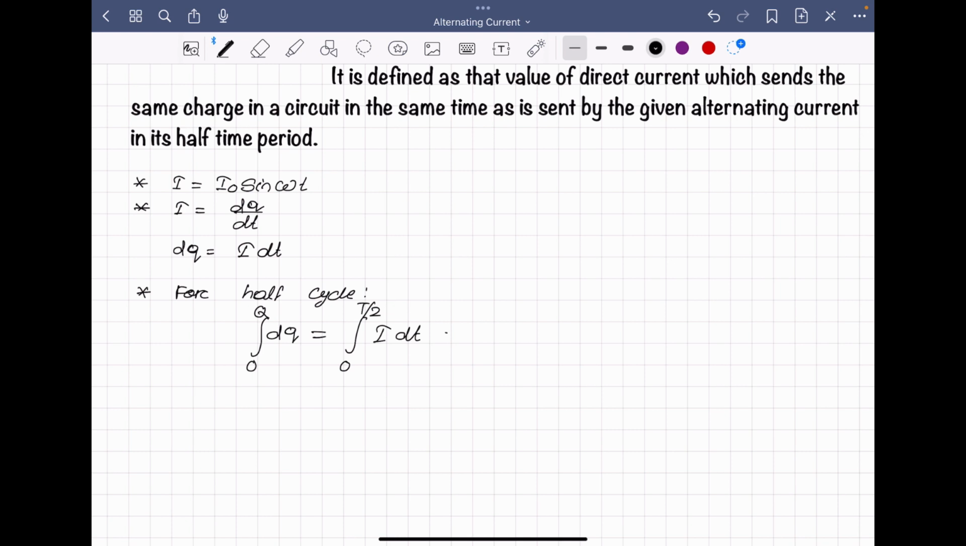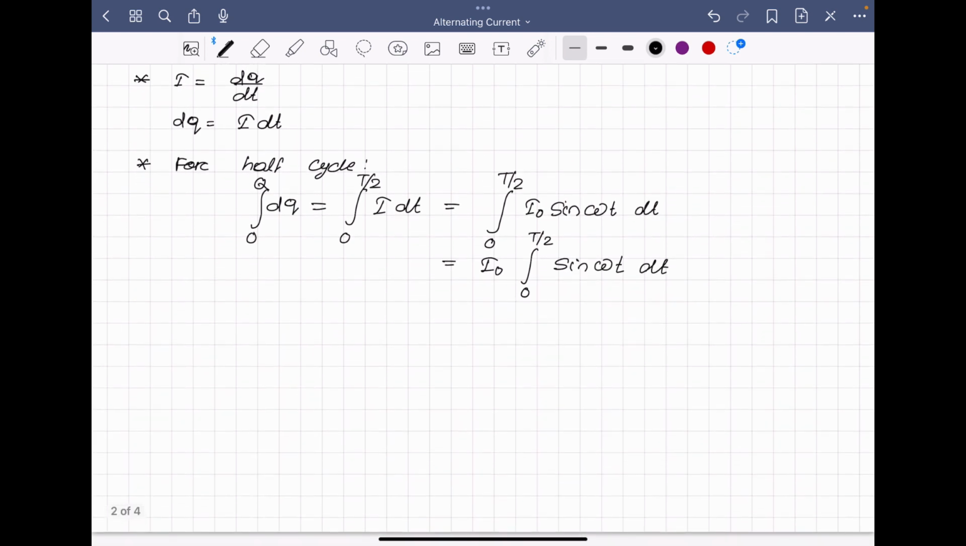In place of I we can write I naught sin omega t, I naught sin omega t dt, from 0 to T by 2. Here I naught is constant, the peak value, take it outside, then the integration from 0 to T by 2 of sin omega t dt. Let's just solve it.